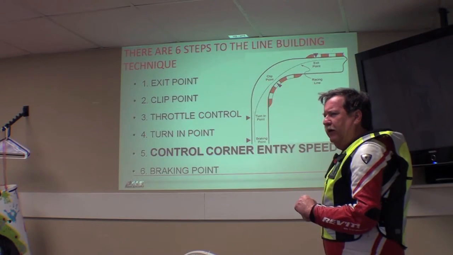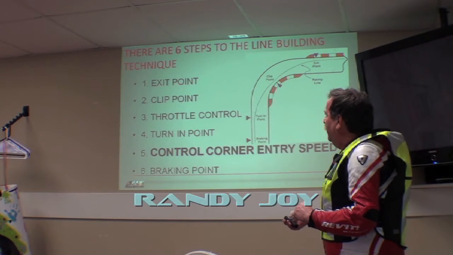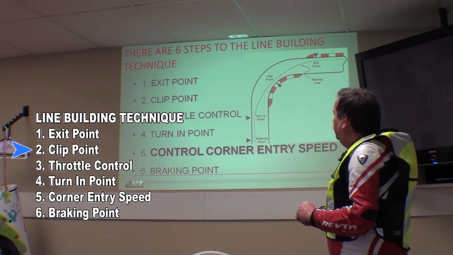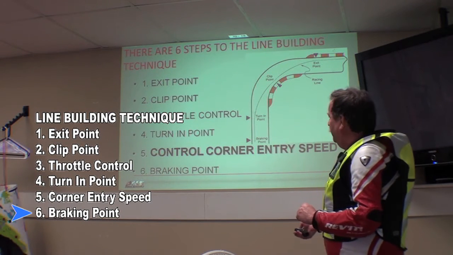Talk about line building techniques, how we come up with these lines. There are 6 steps to a line building technique. The exit, we go backwards. Exit, quit throttle, turning point, control, corner entry speed, and braking point.